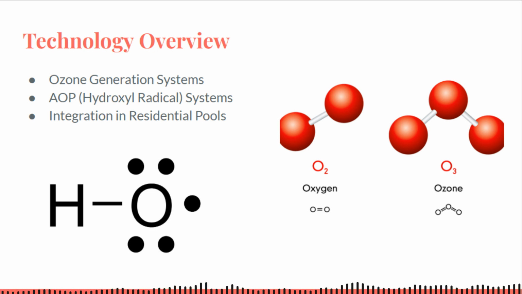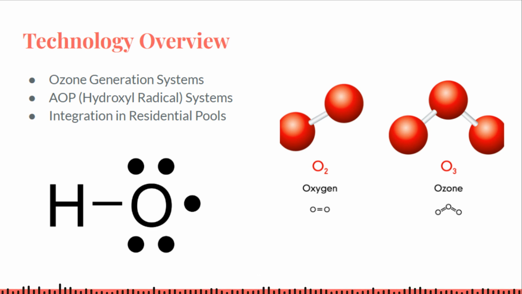AOP units are often all-in-one devices containing both an ozone generator and UV lamp in a single housing. Water passes through the unit, either via a bypass loop or full-flow treatment chamber, where ozone is injected and immediately exposed to UV, creating a powerful oxidative reaction before the water returns to the pool.